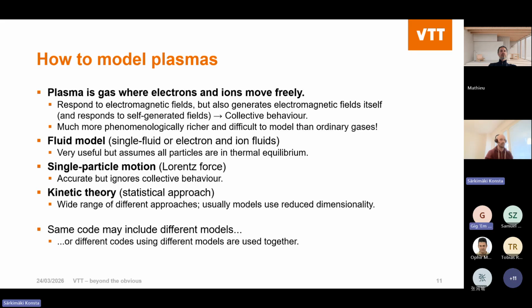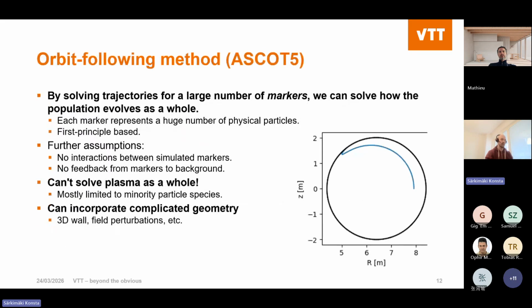And as I said in the beginning, we have several codes in plasma physics, and some are based on the fluid model and some are based on the kinetic theory, and they work all together. And some codes even might combine these models. For example, ASCOT. ASCOT is like a combination of the single particle and kinetic code.